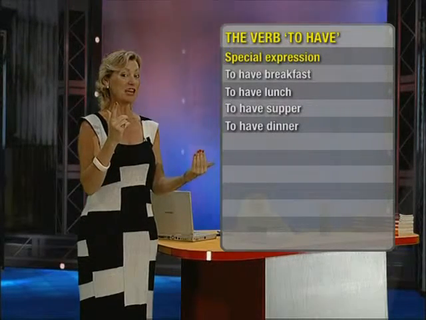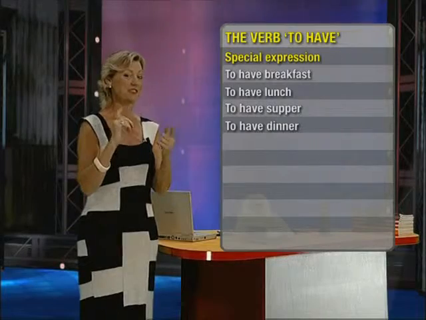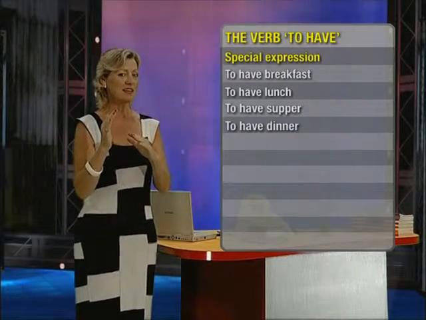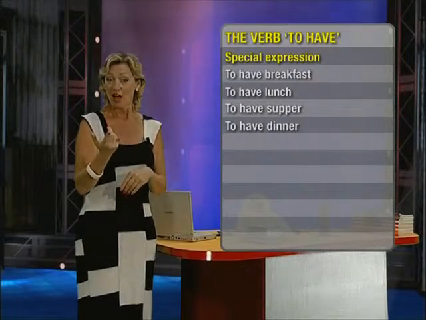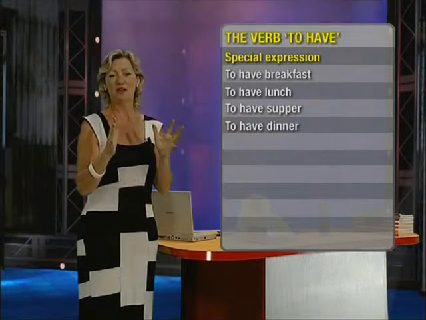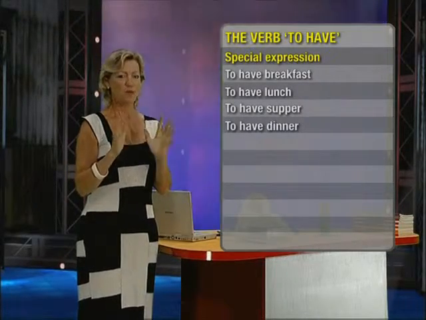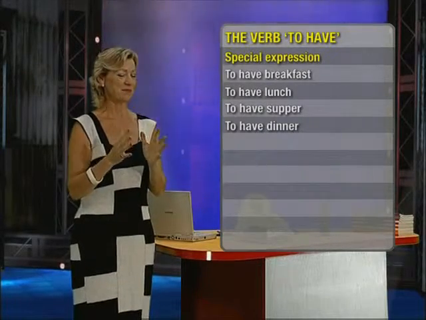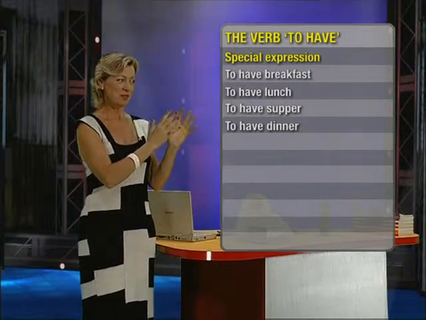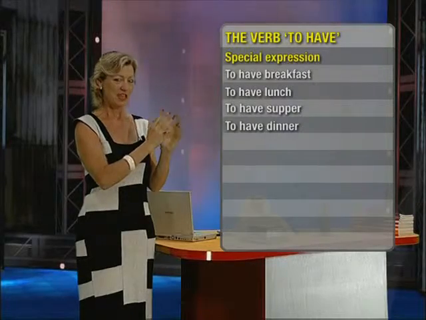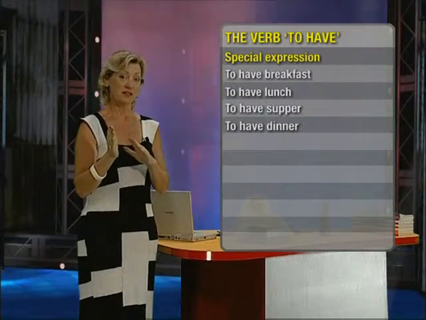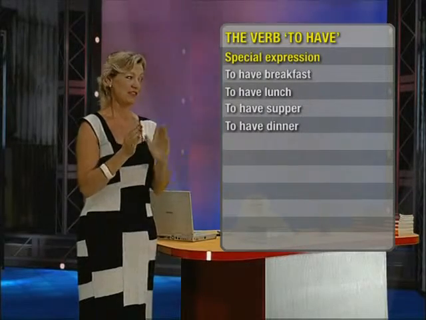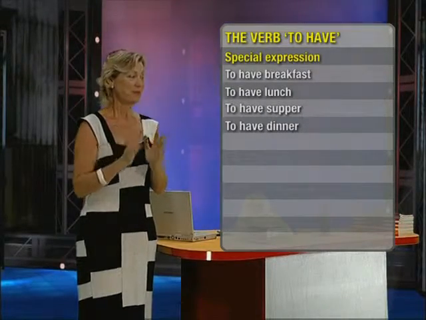Now dinner is what time? Dinner and supper, what's the difference? Dinner at 8 o'clock in the evening. Supper is something we have at about 10:30 or 11 o'clock at night. All right? So we use the verb have for these. We don't say to have a breakfast, but to have breakfast, have lunch, have dinner, have supper.